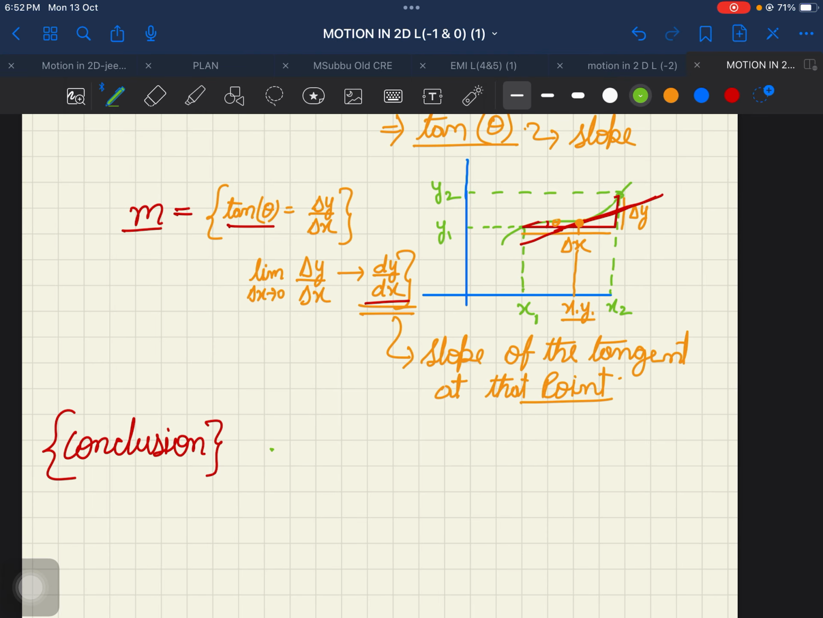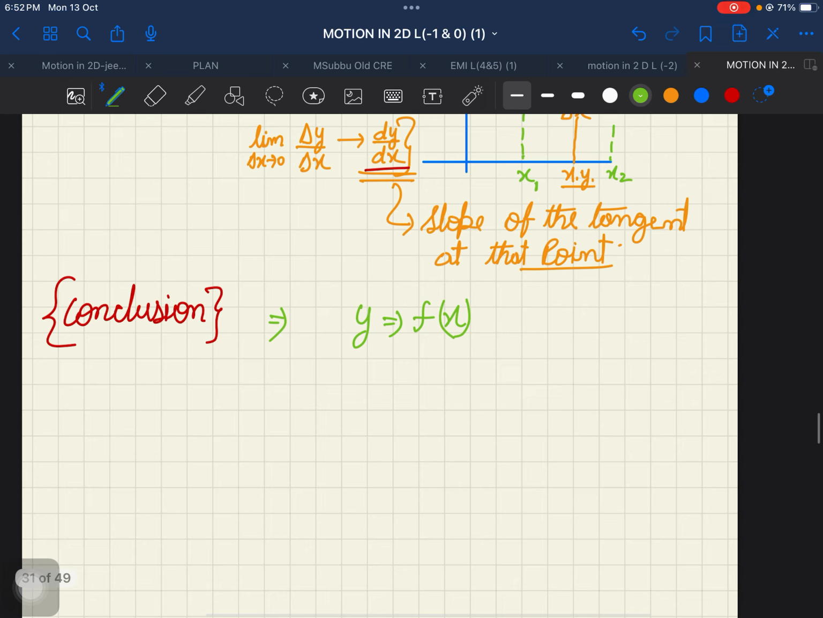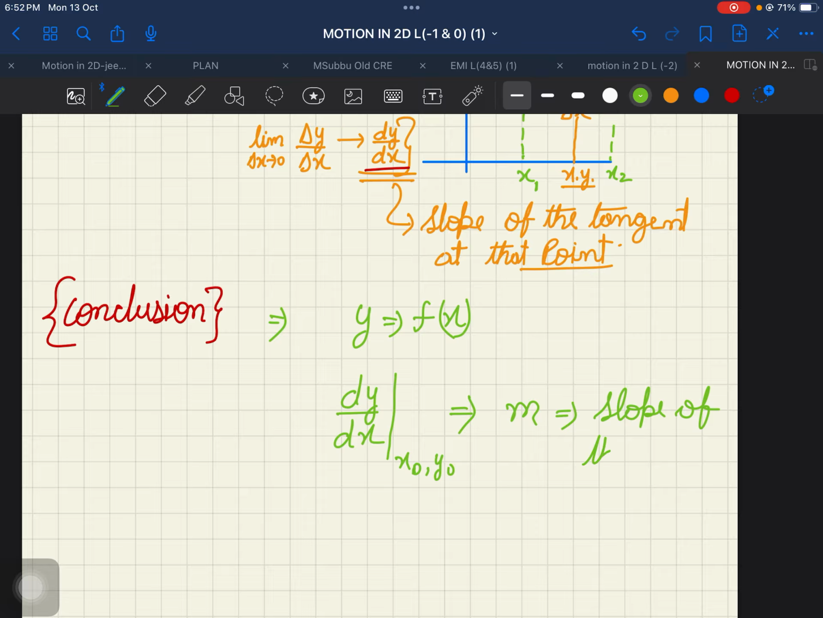If we have, suppose, y as a function of x, and we have differentiated this, we found dy by dx. So at some point x naught comma y naught, this will give you m, which is nothing but the slope of the tangent on the curve f(x) at the x naught comma y naught point, right?